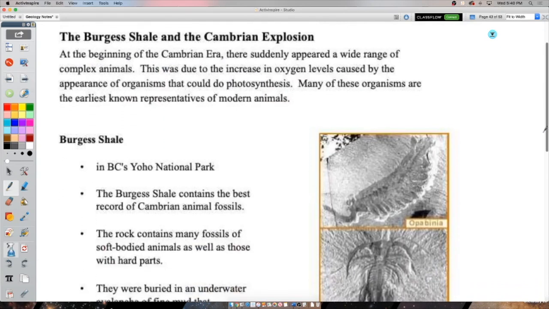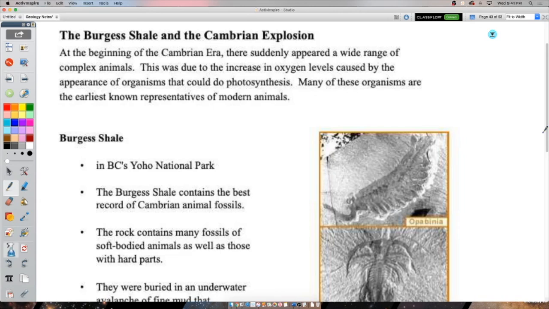Last thing for this, okay, the Burgess Shale and its evidence of the Cambrian explosion. So remember back to the Cambrian explosion, that's where, boom, suddenly overnight, life kind of went crazy, right? All of these complex organisms suddenly evolved. And it was because photosynthetic organisms evolved, right? Things that could do photosynthesis and produce oxygen. Cambrian explosion, suddenly a wide range of complex animals due to the increase in oxygen levels caused by the appearance of organisms that could do photosynthesis.